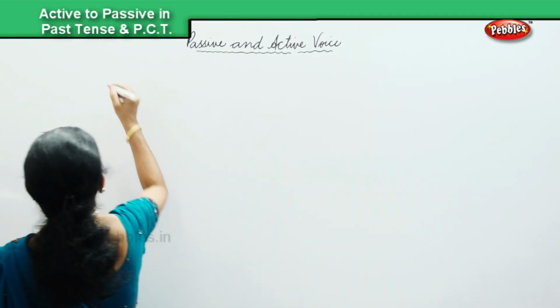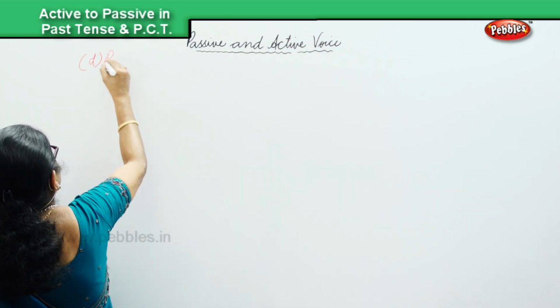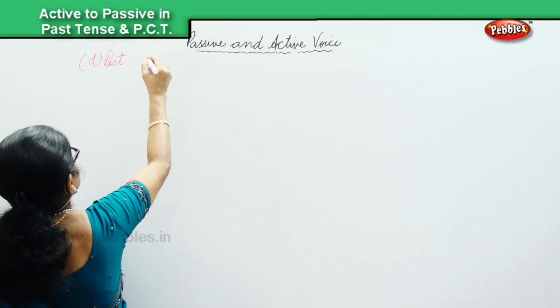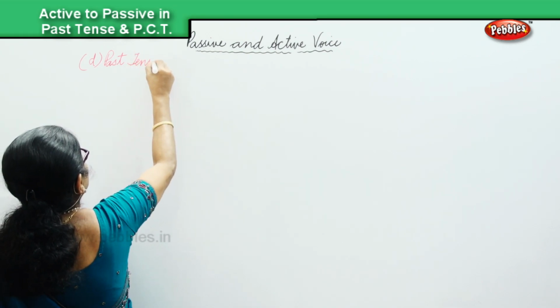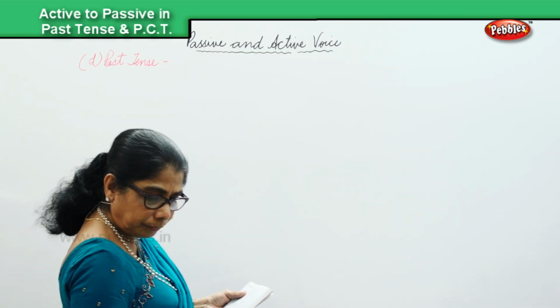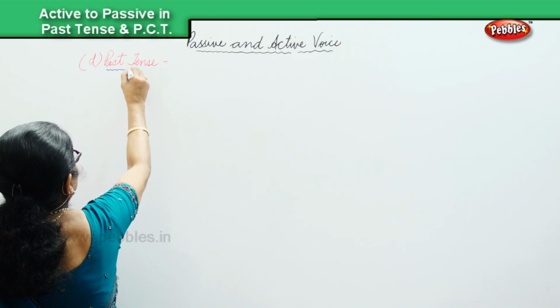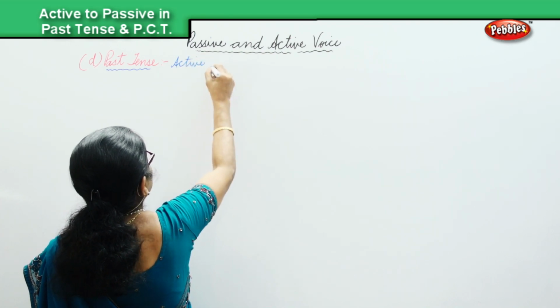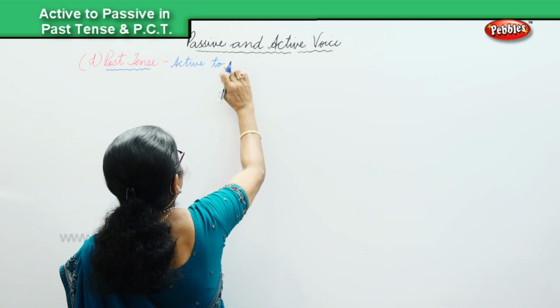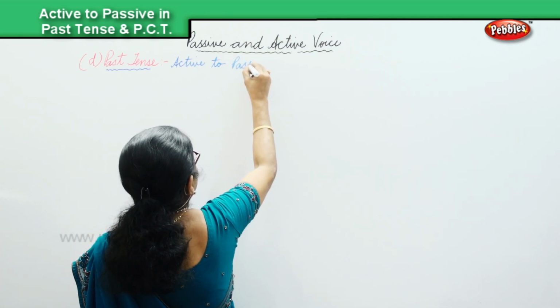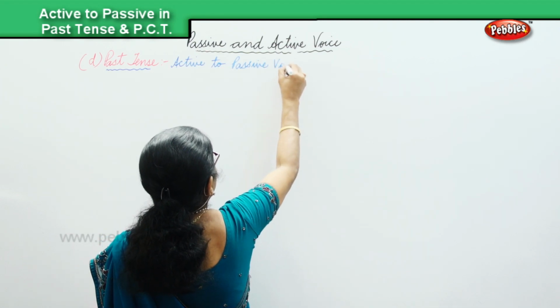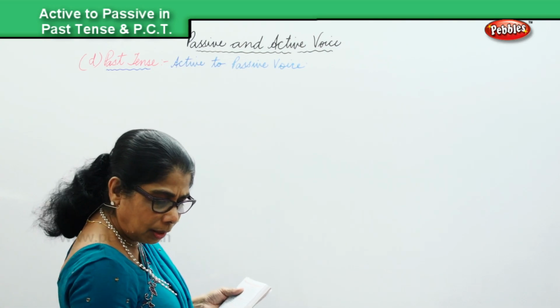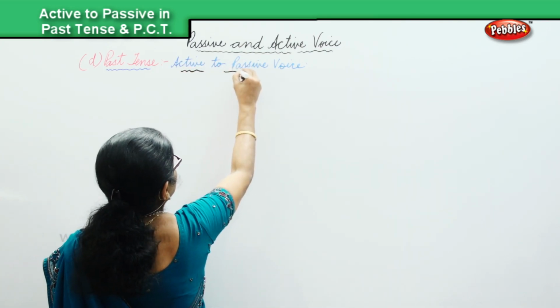Now let us do the past tense, changing from active voice to passive voice. D, past tense. A couple of sentences in that, changing from active voice to passive. A few sentences to go over what we have already done, to remember.